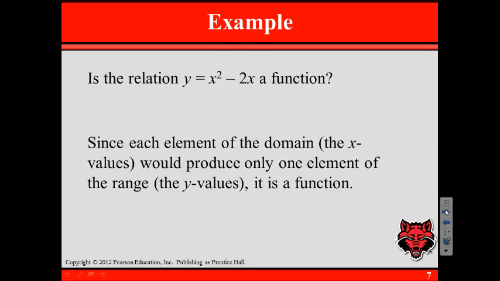We might be given a set of ordered pairs, or we might be given an equation instead. We'll be asked if the particular equation is a function. Because each element of the domain, or the x values, would produce only one element of the range, it is a function. One way that you could check this is to plug in two opposite values. Plug in x equals 1 and x equals -1. We can see that those both map to the same y value, but they're two completely different x values. And every time we plug in one x value, we will only get one y value.